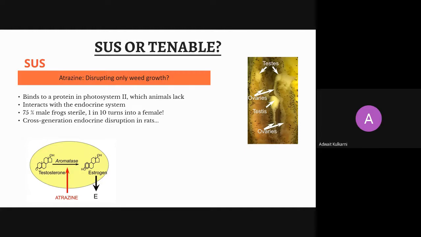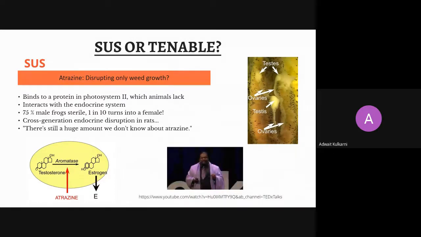Also, this is not limited just to amphibians like frogs. It was also seen in the case of rats. Although at first it was not accepted by the EPA, later one of the EPA scientists himself said there's still a huge amount of things we need to know about atrazine. And this study, by the way, was done by Dr. Tyrone Hayes. He's a biologist at UC Berkeley, and this is the YouTube link of his TED talk, and it's just amazing.